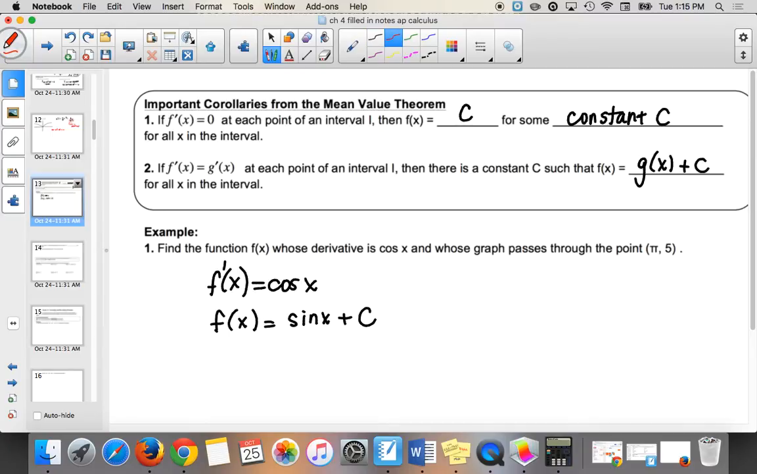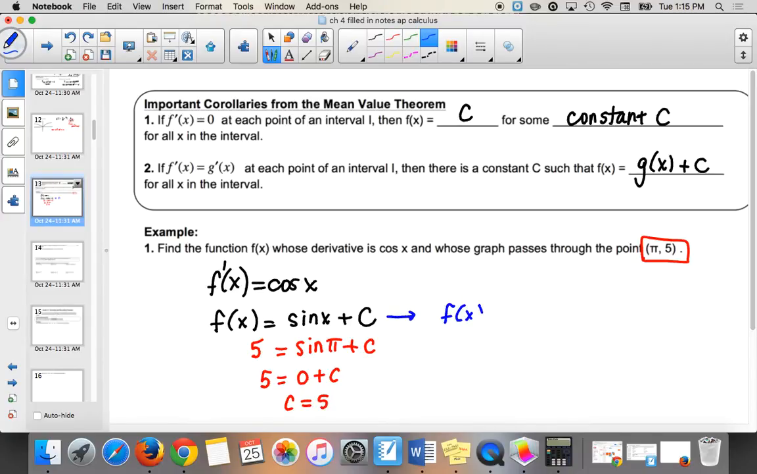Now the second part of the problem says whose graph passes through the point pi comma 5. So if you have pi comma 5, we want to plug in pi for x and get 5 for y. So 5 equals sine of pi plus c. What's sine of pi? 0. So what's c? 5. So our final function is not f of x equals sine of x plus c, but sine of x plus 5. We just found c.